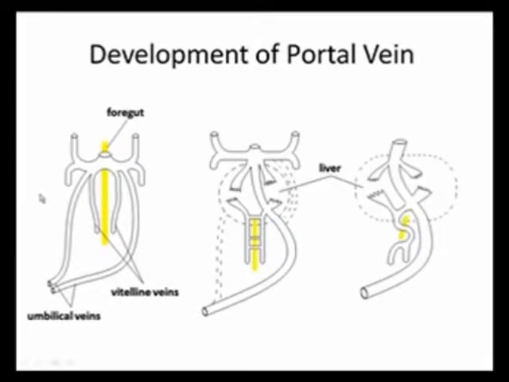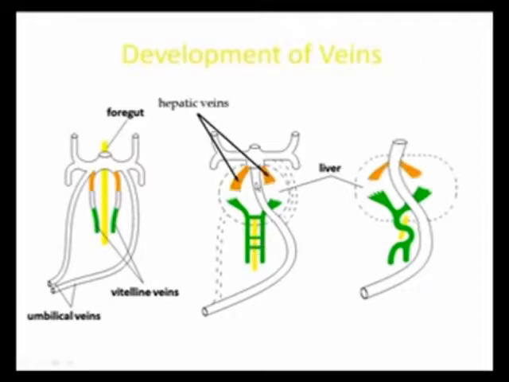Now, in terms of the portal vein, here we have the foregut, and we're showing the vitelline veins and the umbilical veins. And we want to make the point that the portal vein develops from the vitelline veins. And you're going to see that these vitelline veins form the anastomoses between each other, and that those will come together and form the portal vein. So there's the vitelline veins in green, and they will form the portal vein.